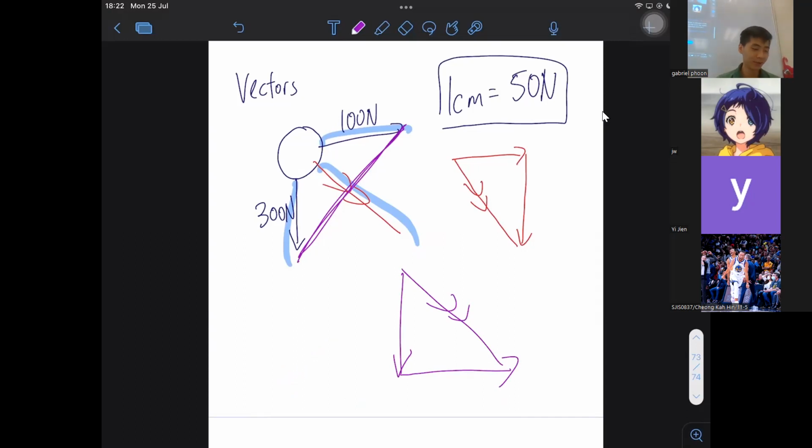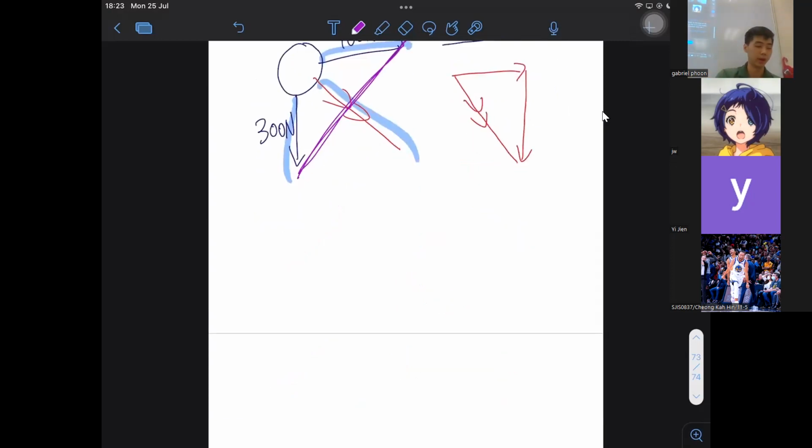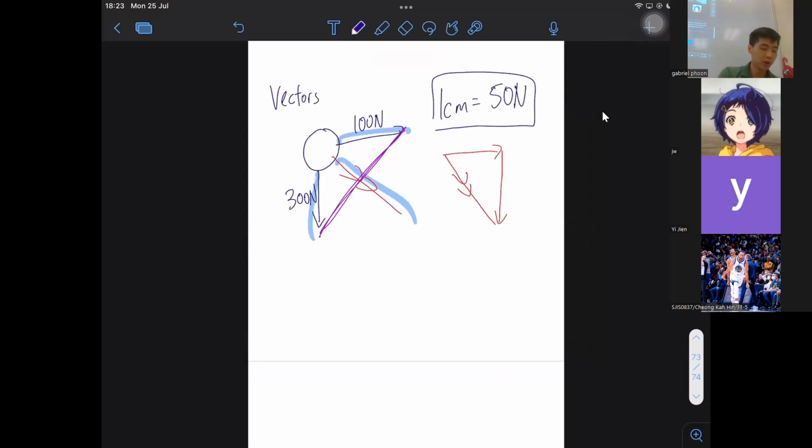Very good. Once you have the whole triangle in your mind, the next thing is just drawing it to scale. So if I draw to scale here, this thing will probably be like 2 cm, and this thing will probably be like 6 cm.